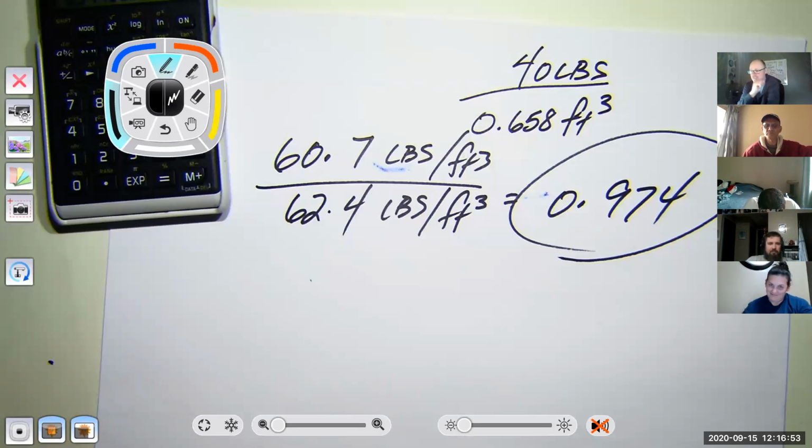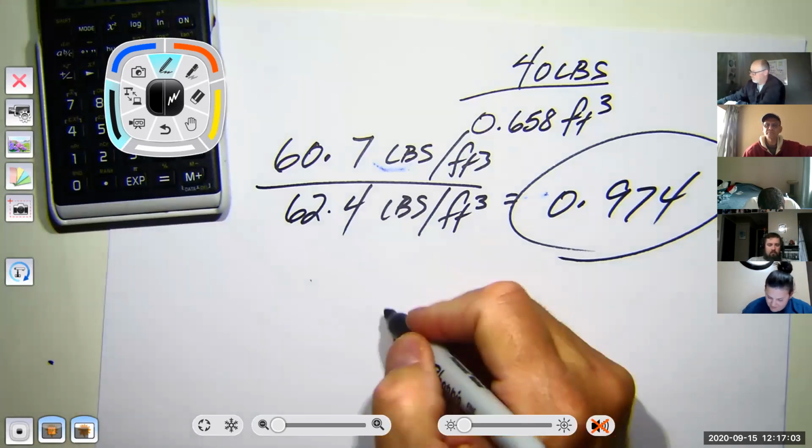So there you go. More mysteries revealed. Say again. At what point would you be more out of the water, where the object would float more? At what?